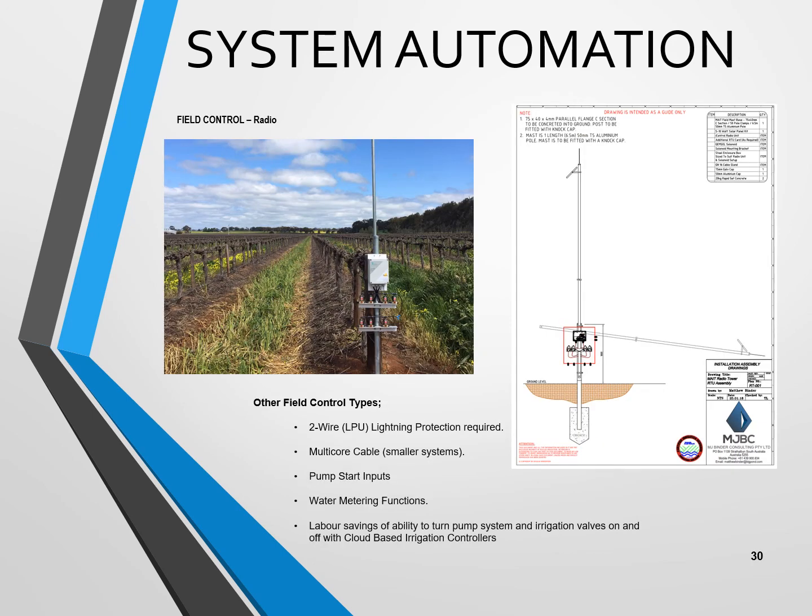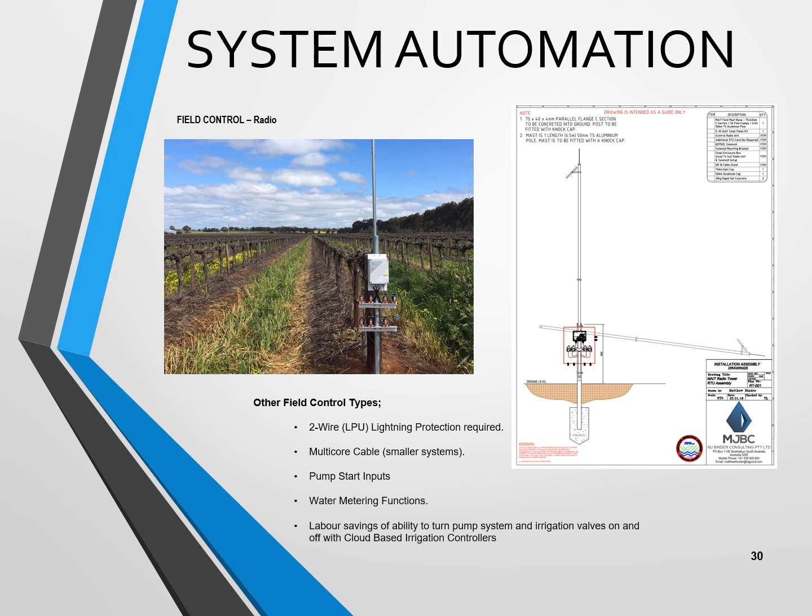Another important factor of system automation is field control. The most prevalent field control now being radio systems. Other field control types can include 2-wire control cable, but lightning protection is required. Multi-core cable systems are typically designed in smaller setups.